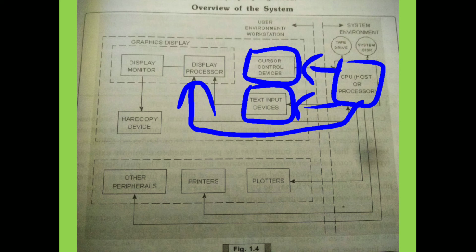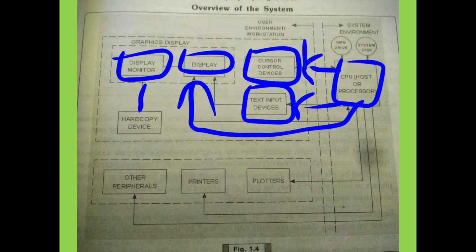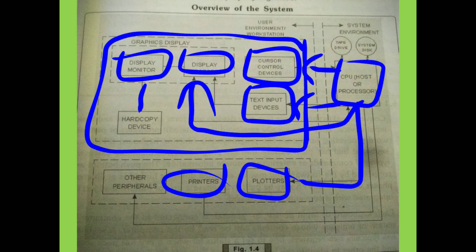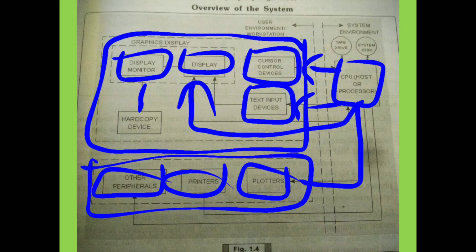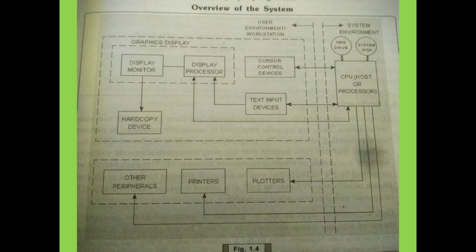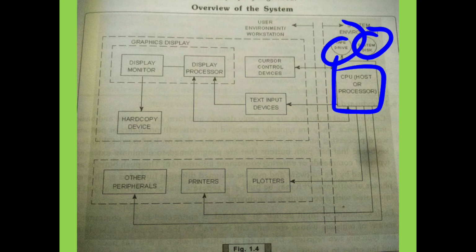The graphic display contains a graphic display monitor, display processor, and hard copy devices. So this is one system. After that, from the CPU some information will go to plotters and printers, which are hard copy devices and others. Whatever information goes to keyboards, graphic display, or printers, the total information is sent by the CPU only. It is called the host or main processor. This processor, or the CPU, contains information in the system disk as well as the tape drive.